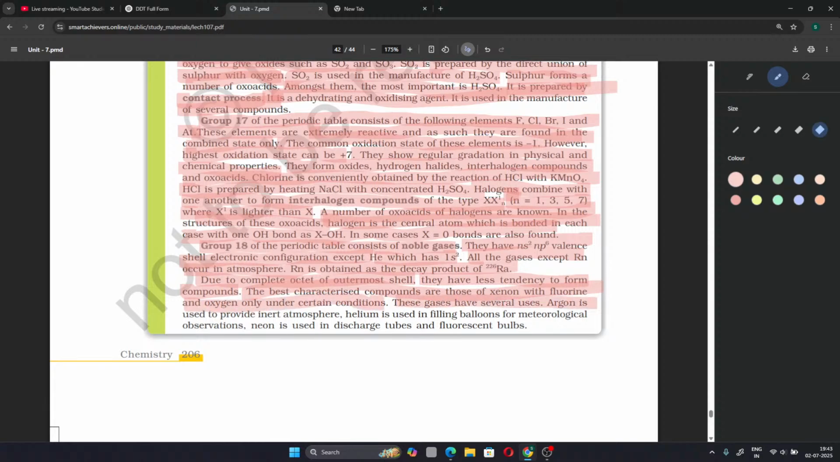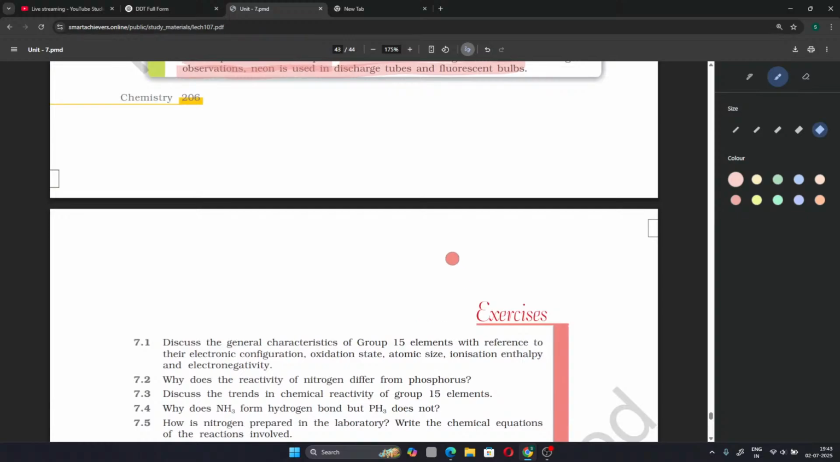These gases have several uses. Argon is used to provide an inert atmosphere. Helium is used in filling balloons for meteorological observation. Neon is used in discharge tubes and fluorescent bulbs.